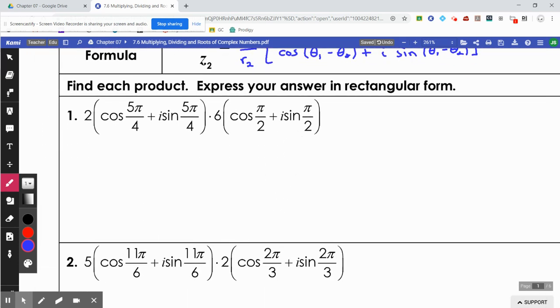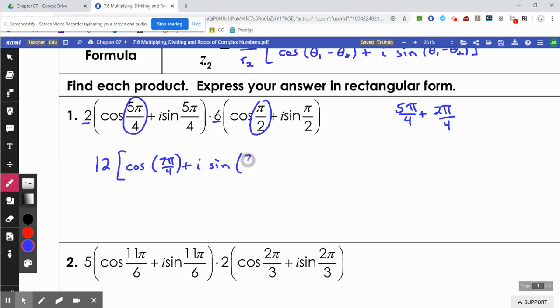It says find each product. So to multiply, and these are in trig form, you're simply going to take the modulus and multiply the two, so you get 12, times the cosine of, you're going to take your two angles, 5 pi over 4 and pi over 2. Let's come over here, and you're going to simply add them. You do need a common denominator. Let's multiply top and bottom by 2, and that gives you 2 pi over 4. So when you add them, you get the cosine of 7 pi over 4 plus i sine, same angle, 7 pi over 4, and that's it.